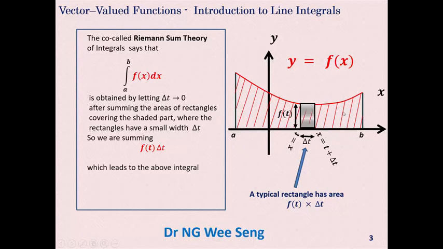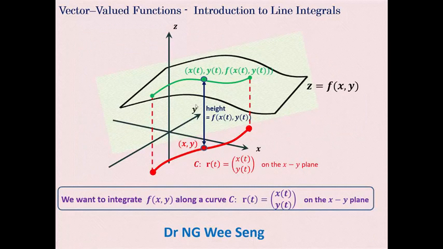We're going to sum the areas of these rectangles and then we let delta t go to 0. That limit will be equal to our integral. So we skip the mathematical details, but that's the idea behind the Riemann sum theory. An integral is actually the sum of the rectangles covering the shaded region and then with delta t going to 0. So you can imagine there will be infinitely many such rectangles as delta t becomes smaller. We would like to apply this concept to what we are going to do now.